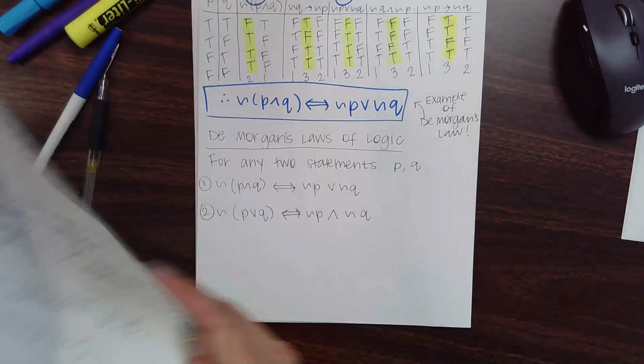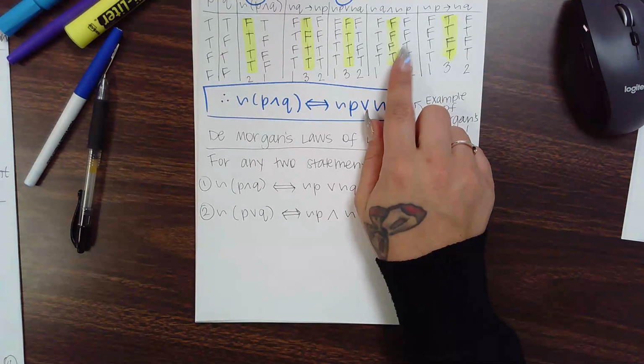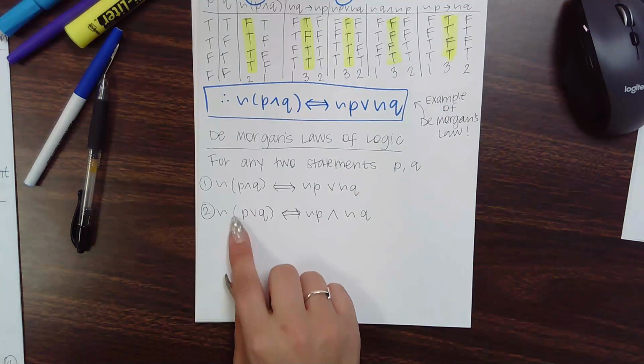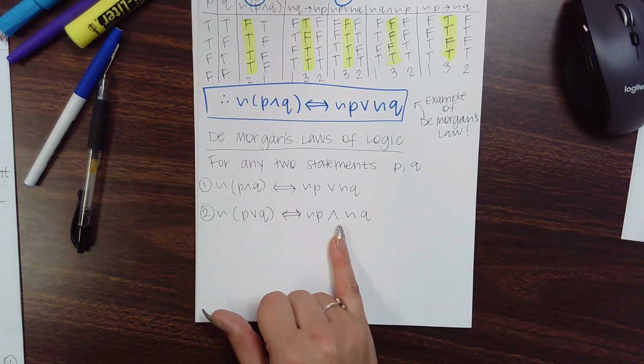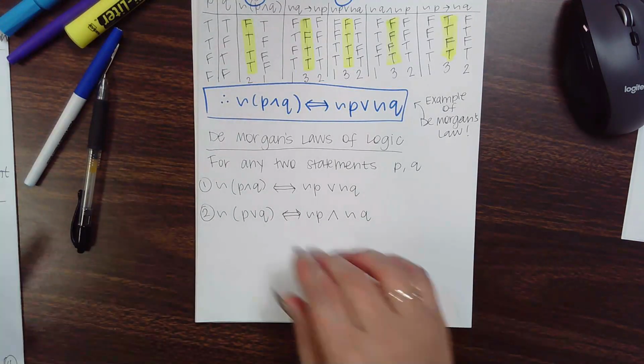If you wanted to, you could do a truth table for this bottom one, this second law, and then a truth table for this, and you would notice that they would be the same. We're not going to do it, but if you needed to, you could.